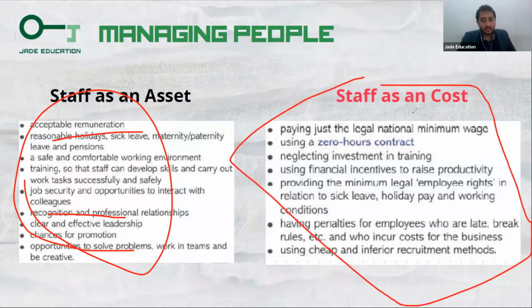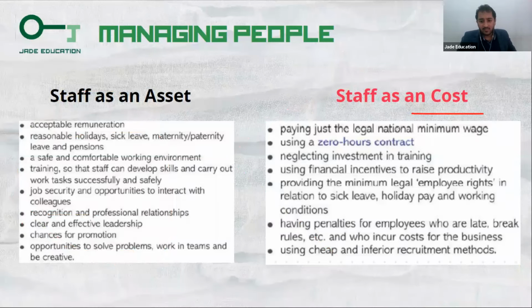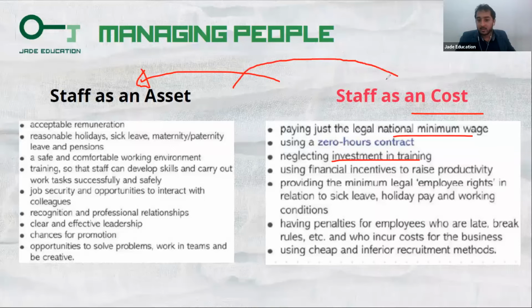Why do they treat them like a cost? When you treat them as a cost, you give them the minimum wage, don't invest in training, just give them the bare minimum. Now, obviously, most of you will jump onto this and say, this is how we should treat staff. No, you're not going to invest in giving holidays and training to the person who comes to clean your place every day. Unskilled staff you treat as a cost. It's only viable that you treat them as a cost instead of as an asset. So that's something you need to take a look at.